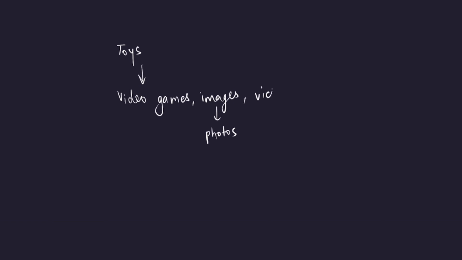So I'll start with a basic example. Let's say you are a kid. One of the most common things that people do is they have toys, right? And in today's world, we have video games. Then we have images that we take, which are basically photos, and we have videos, which can be movies or family trips. Then let's come to the most basic things.